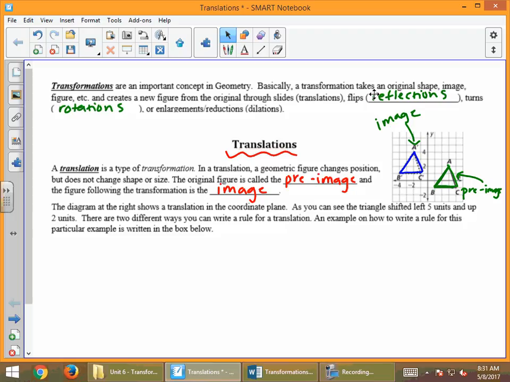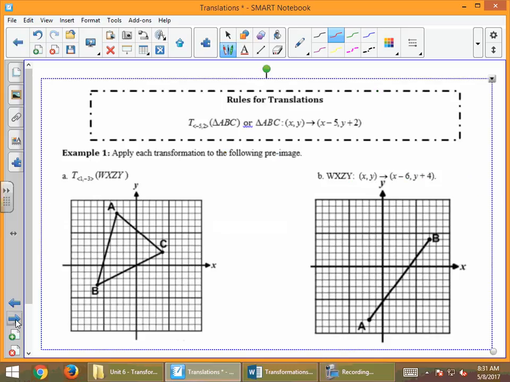Again, the diagram shows the translation on the coordinate plane. As you can see, the triangle was shifted left 5 units and up 2 units. There are different ways to write a rule, and a rule is just what you did, the transformation. You can see it in this box below. Rules for translations: we went left 5 and up 2 for that triangle in the grid above.